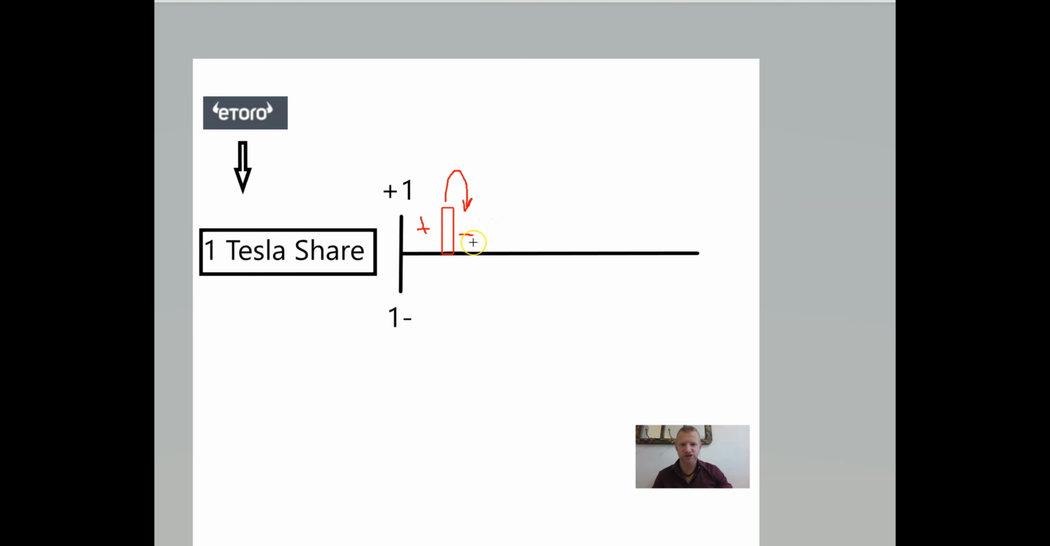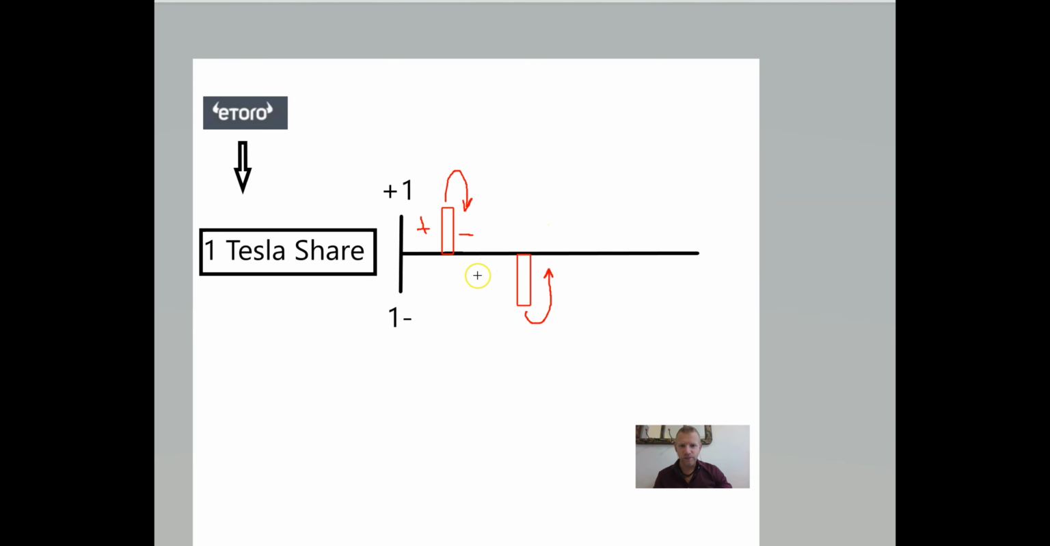What happens with short selling is that we first sell and then buy back. If I show that with a box, you're first going to sell a share, and then when you have sold the share at a different price, you want to buy it back. It sounds really confusing, but I'm going to explain that with the eToro platform itself, of course.